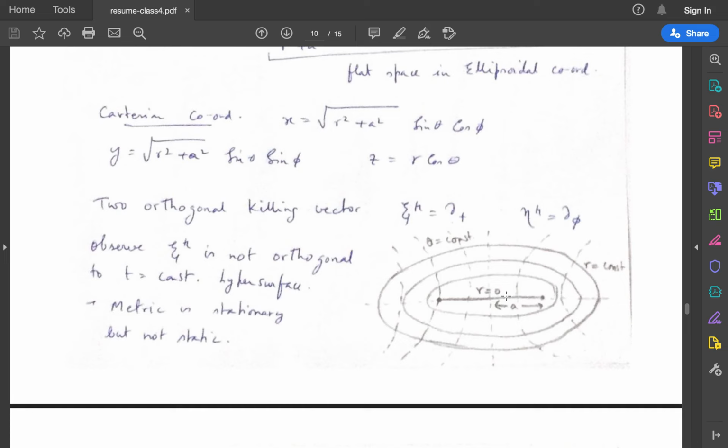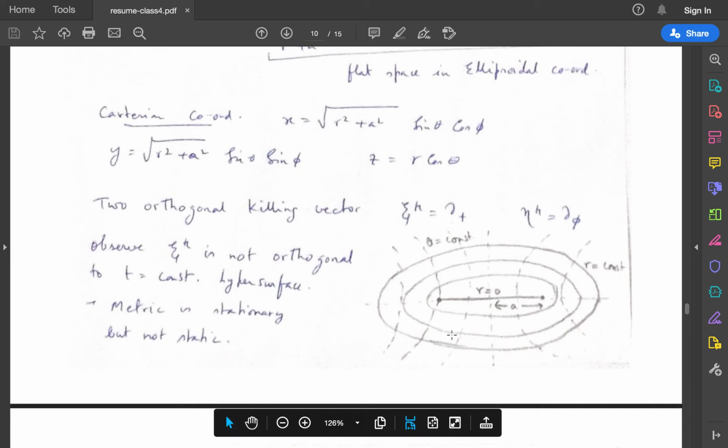Then r equal to 0 is not a point. Remember that r equal to 0 is a disk. And if I plot the r equal to constant surfaces, this gives me this type of surface, concentric surfaces for different values of r. And then these are theta equal to constant surfaces. This is another interesting thing.